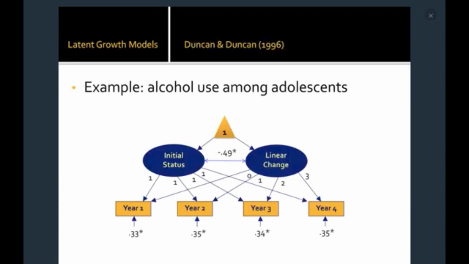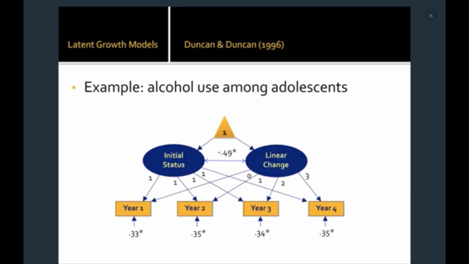Let's look at the standardized solution. It will give us less than usual. Normally the standardized solution gives us all of the coefficients that we want to see. Here we just see one that's particularly interesting, and that is initial status correlating negatively with linear change. So the higher you were on alcohol use at the beginning, year 1, actually the faster you decline in alcohol use over time. So that's that one.